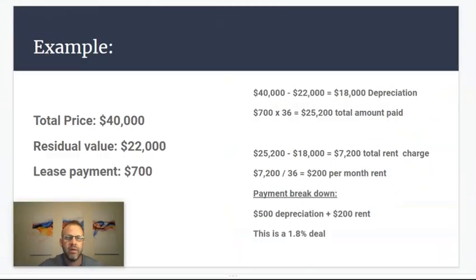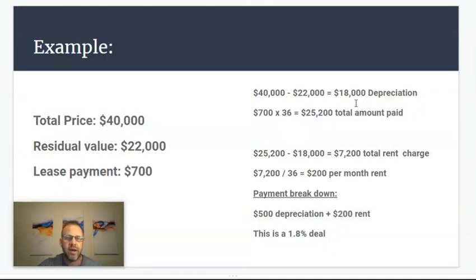All right. So here we're going to use an example with a car that has a total price with tax and everything included of $40,000, a residual value of $22,000, and a lease payment of $700. So if we take that total price of 40,000 minus $22,000 of residual, we're going to have a depreciation amount, or how much we have to pay the car down, of $18,000.